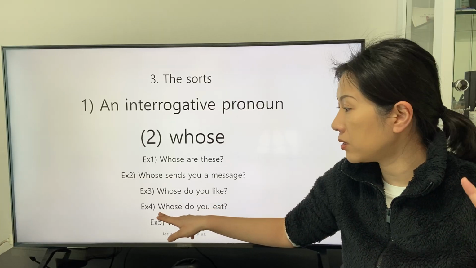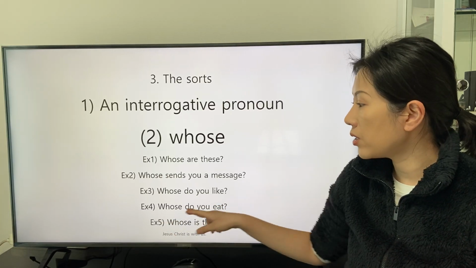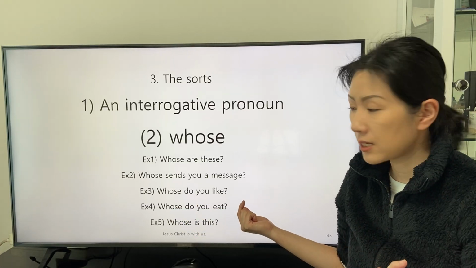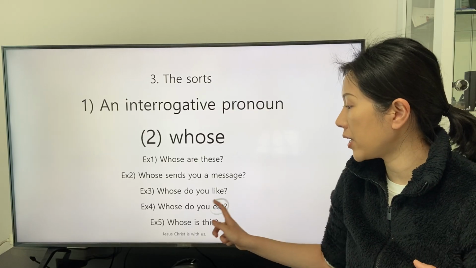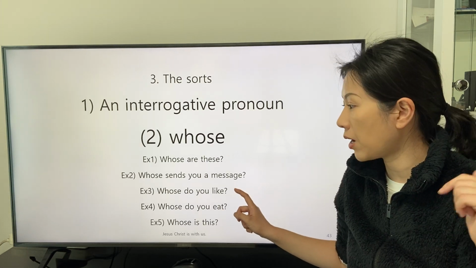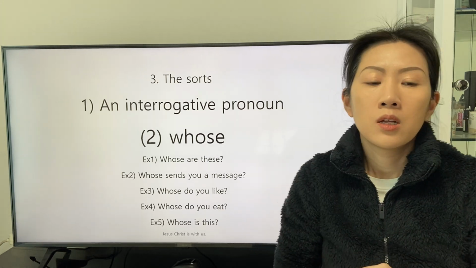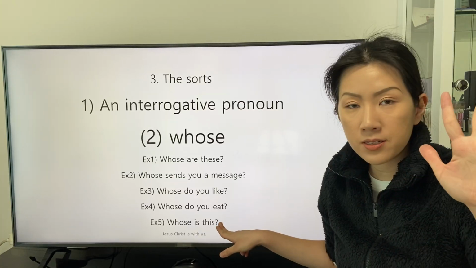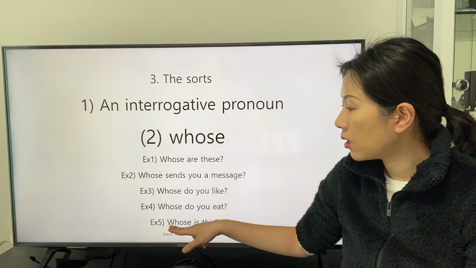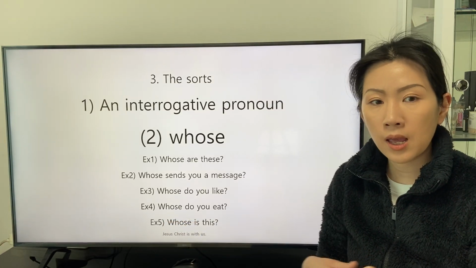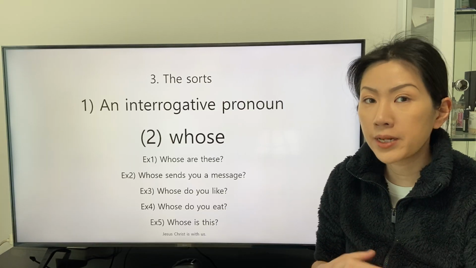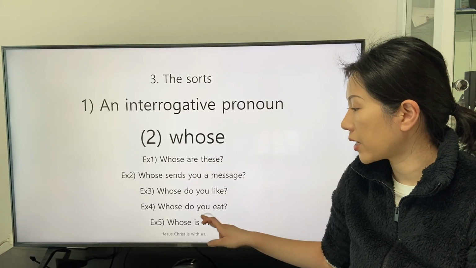In the fourth example, whose do you eat? The interrogative pronoun whose has the role of the object to receive the definition of the transitive verb eat from the subject who are the listeners, just like the third example, but there will be some difference. In the fifth example, the be verb is applied. The interrogative pronoun whose is applied as the subjective complement to define the subject this.